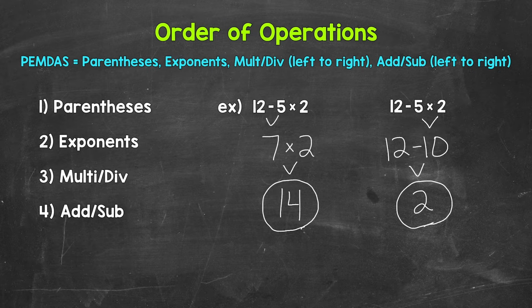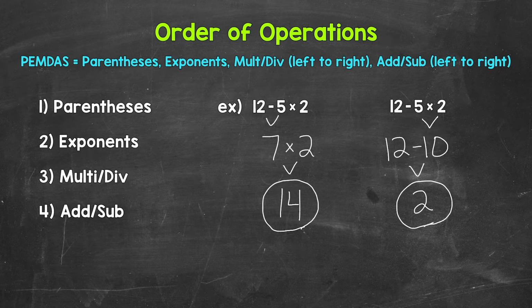So you can see that we have two different answers, even for a simple problem like this. So imagine a more complex problem and the number of possible answers. That's why we need the order of operations, a set of rules we can all follow to get to the same answer. Now, taking a look at the order of operations, we do multiplication before subtraction. So 2 is the correct answer for this problem.